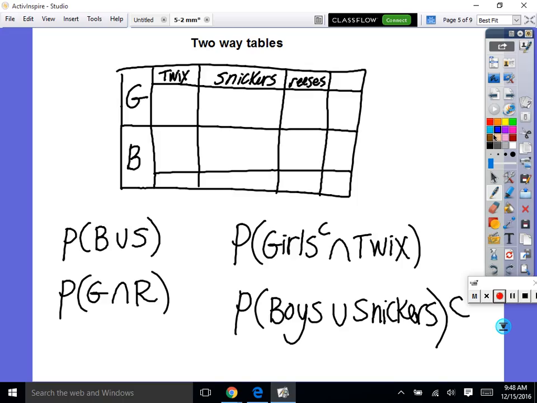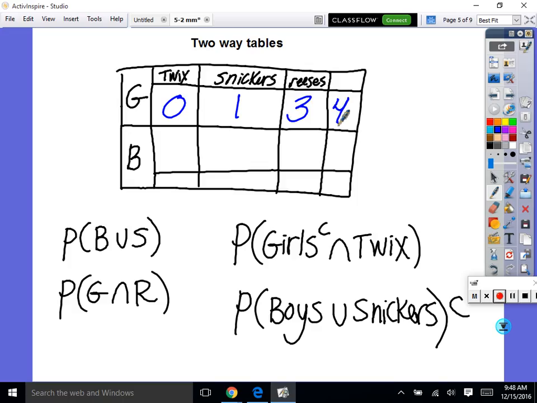How many of you would choose Twix? You have to vote. 0. How many of you would choose Snickers? 1. So all the rest of you are picking Reese's? Okay, so 3 of us pick Reese's. So then how many total? 4 girls. Everybody good with that?